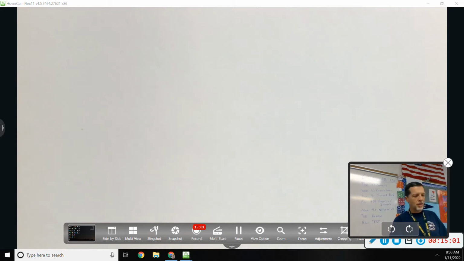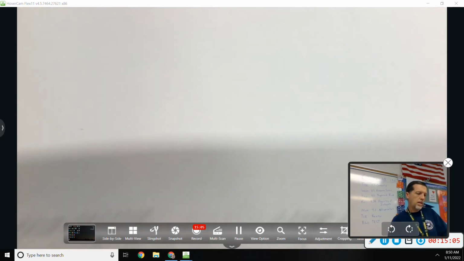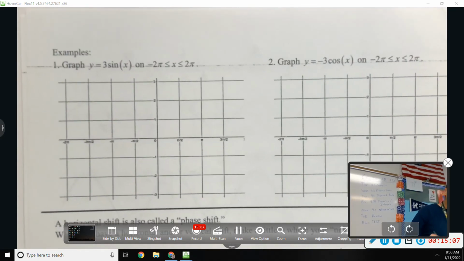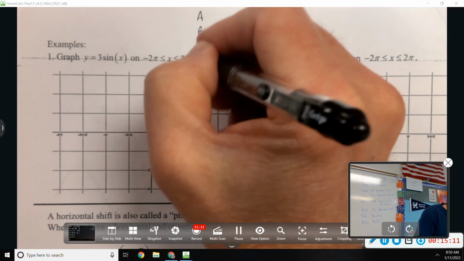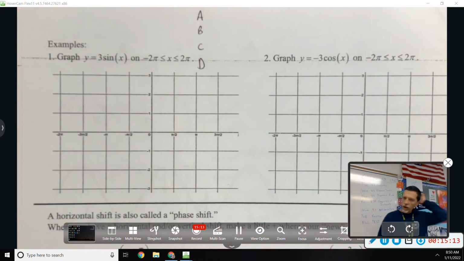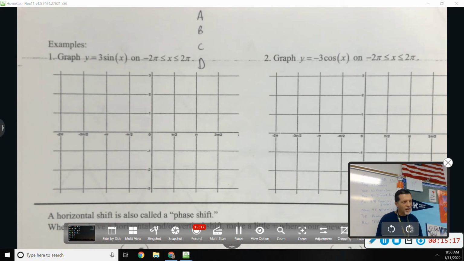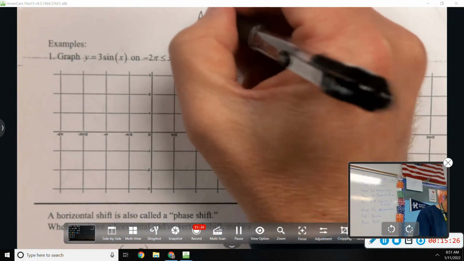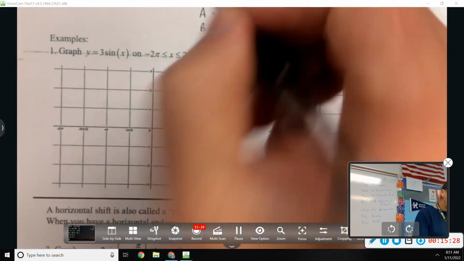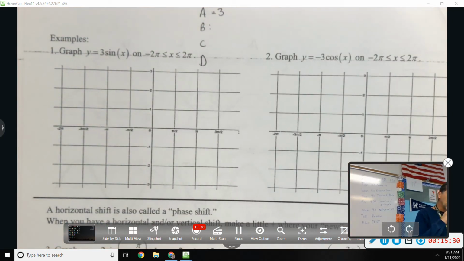Let's get to some examples here. In fact, what I will do on just about every problem is write down A, B, C, D. So I'll find all of those things and then I will use them in reverse order. So for number 1, what's the amplitude? 3. What's B equal to?